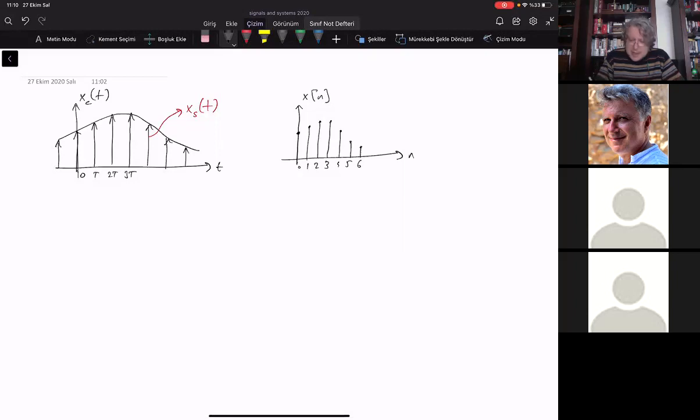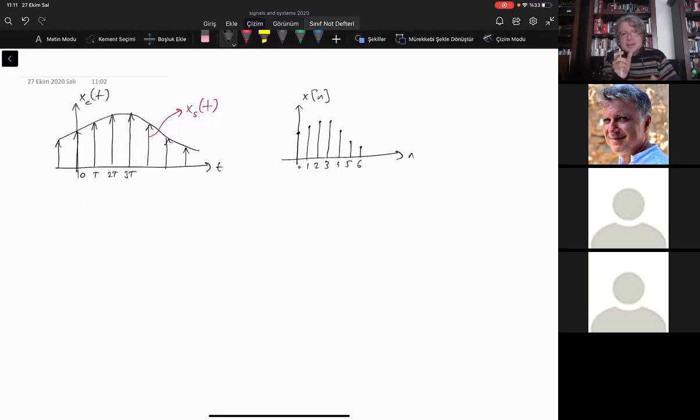So this x of n could be obtained from a narrower version of this x sub c of t. The underlying continuous time signal can be a higher frequency signal. Everything may be narrower, but the sampling period is also narrower. If you take a narrower signal and a shorter capital T, it may still give you the same x of n. Or vice versa, this can be a wider version of this x sub c of t, which is a lower frequency signal.